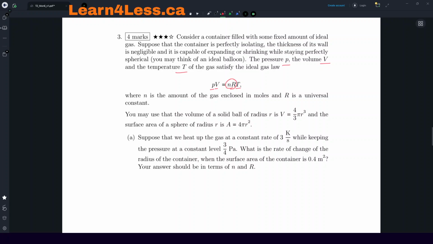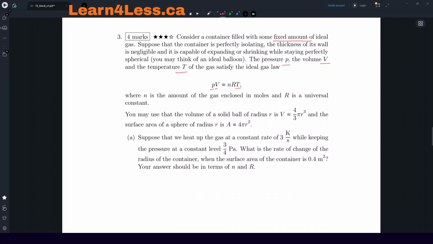N is the amount of gas enclosed. So if there is a leakage, yes, N would be different. But here we have a fixed amount of ideal gas, so the amount of gas is not changing. So N is constant, basically. Maybe in another question, N can be different, which means the number of molecules are changing. So P, V, and T are the only variables.